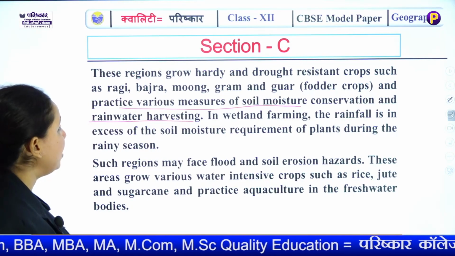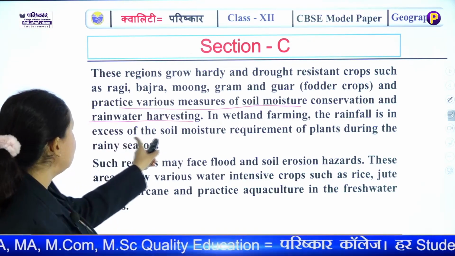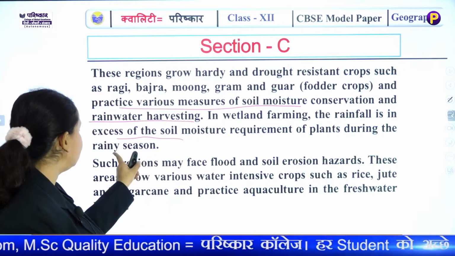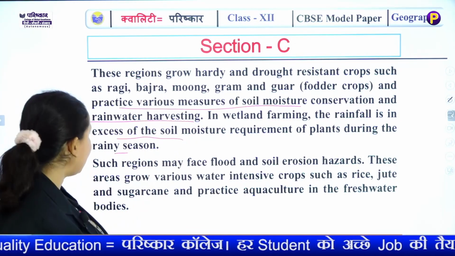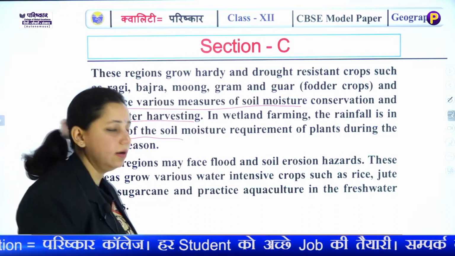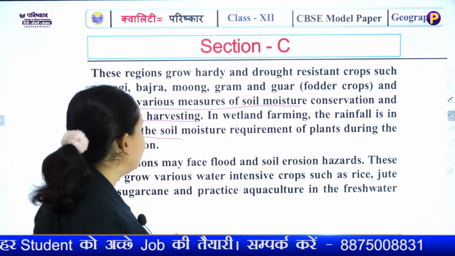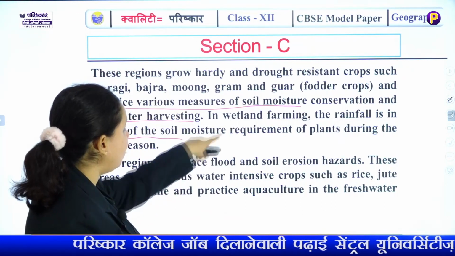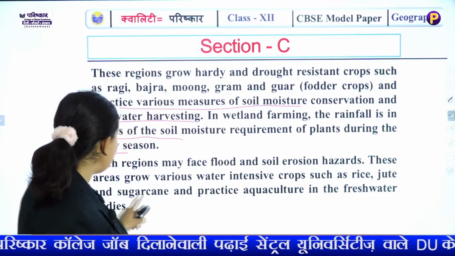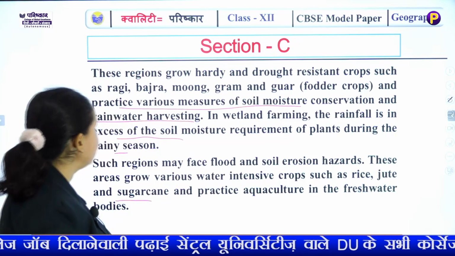Now another, in wetland farming, the rainfall of the soil moisture requirement is very high, and in case of flood there is soil erosion and there is destruction of the whole crop itself. The wetland farming crops are rice, jute and sugarcane.